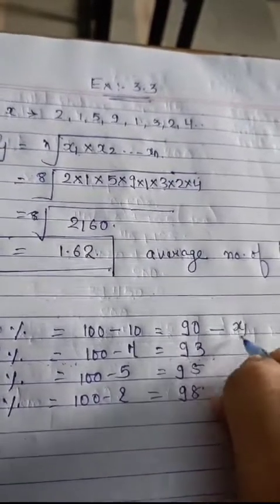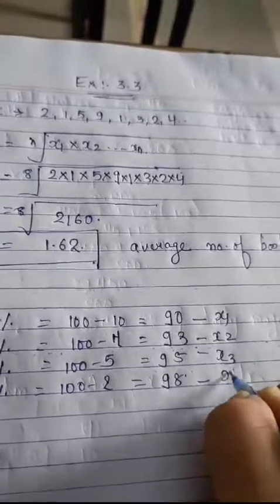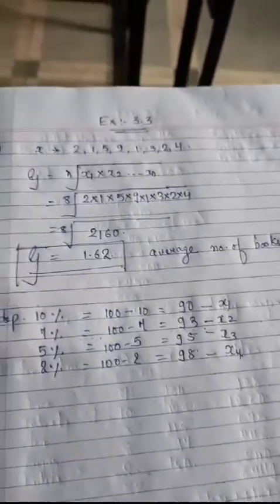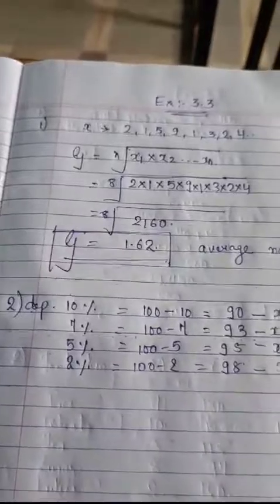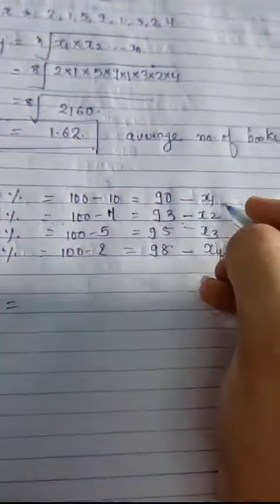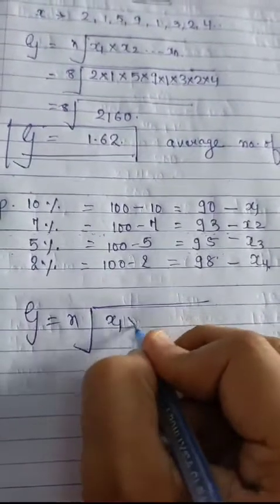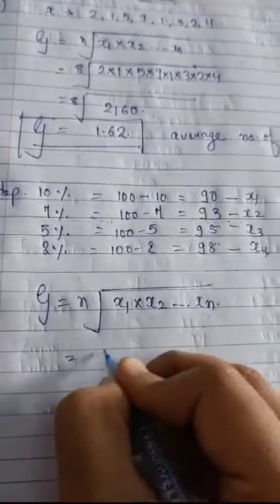So now these are considered your observations, x1, x2, x3 and x4. Why have we subtracted from 100? Because the total of percentage is what? 100. So you can subtract the number which they have given from overall 100% only. Now they have given the values. We will find the geometric mean. How many observations? 4 observations. So n root of x1 into x2 and so on up till xn.